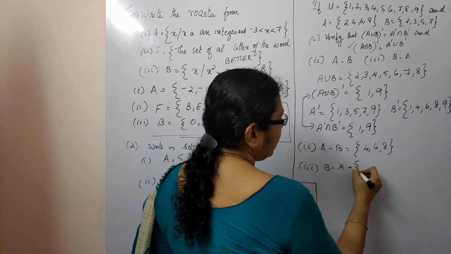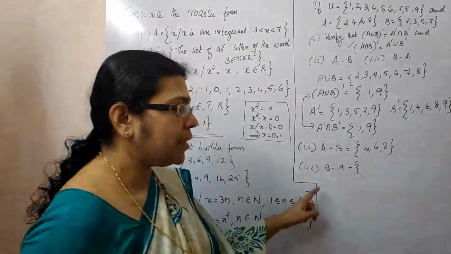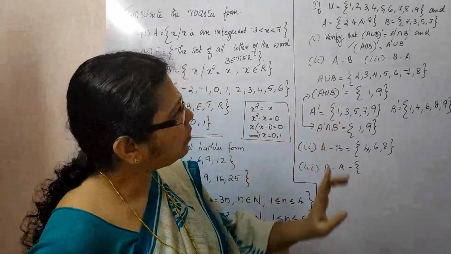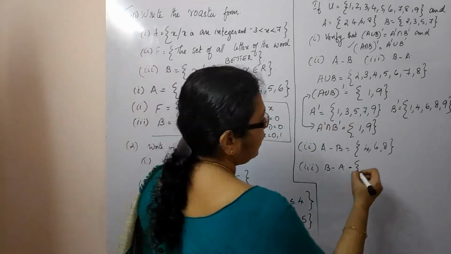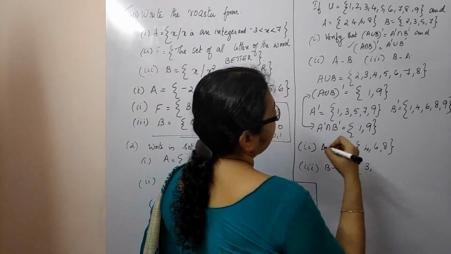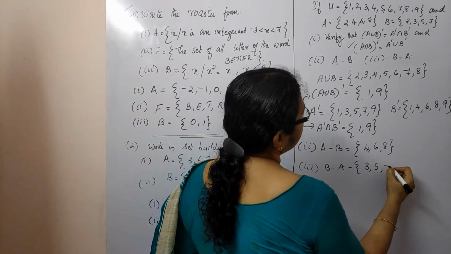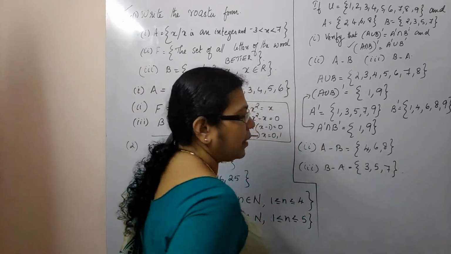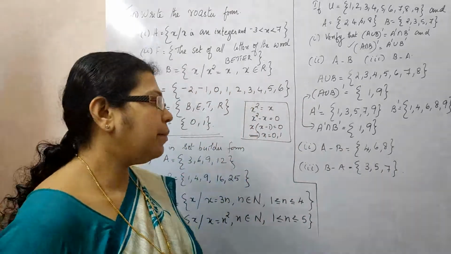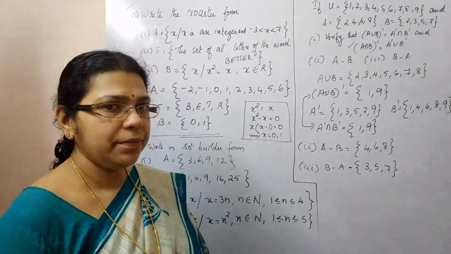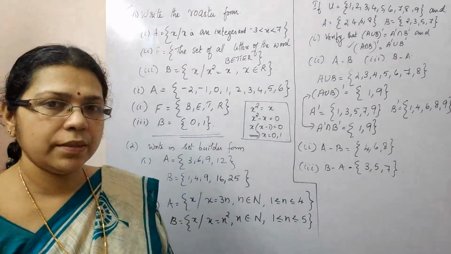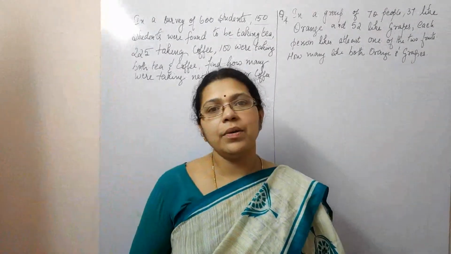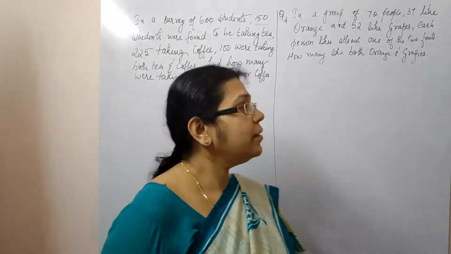Now what about B minus A? That means what? The elements which belong to B but don't belong to A. Belongs to B, 2 is there. 3 is not there in A. 5 and 7. These are the elements that come in B minus A. Am I clear? Okay, children? Go through it.